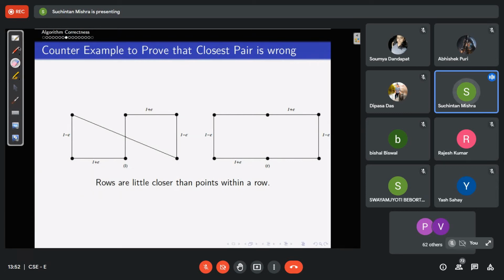Now if the points are given like this, 2 points are given here. They are given as 2 rows, and the distance in a row and within 2 rows are given to us. This is 1 plus E, and let this distance be 1 minus E. Similarly this will be 1 plus E. This will again be 1 minus E. This will again be 1 plus E, and this will again be 1 plus E. So these distances are given to you.